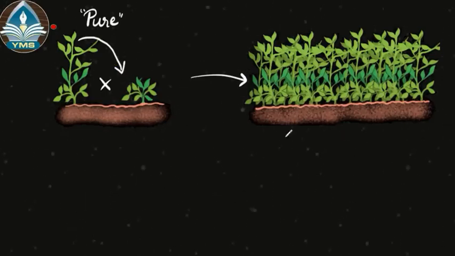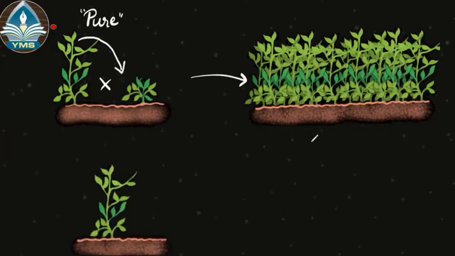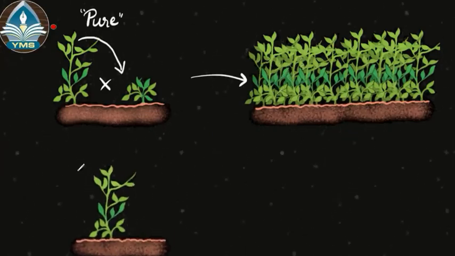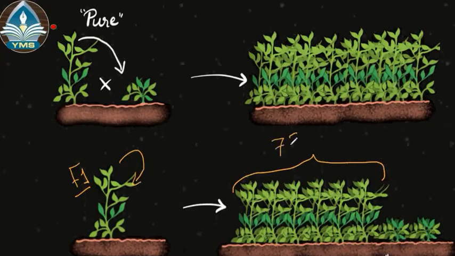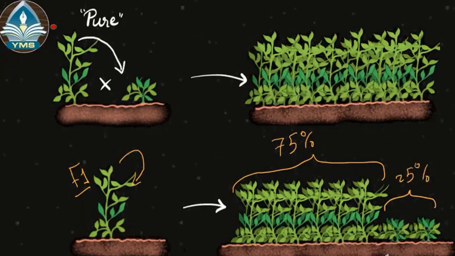The second one, when he self-fertilized this, he took a plant from the first filial generation. This is from the first filial generation, and he self-fertilized it. And what did he get? Now this is another surprise. He got like 75% tall plants and 25% short. Now the ratio here is 3:1, three times as many tall plants as short plants.